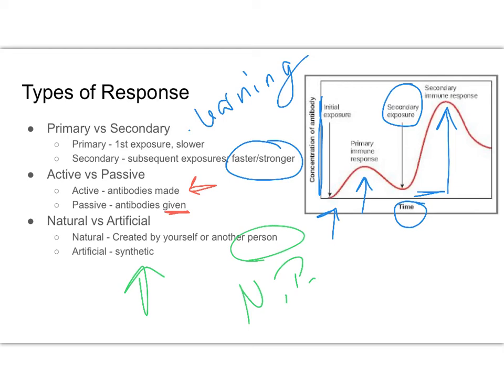So for instance, an antivenom. You got bitten by a snake and you need the antivenom. So the antibodies were made synthetically and they were given to you. So that would be artificial passive. Okay, so you can kind of combine these different responses too.